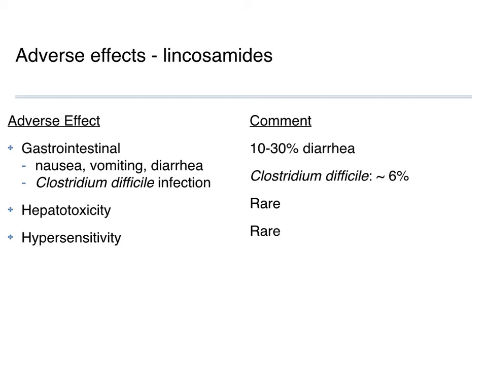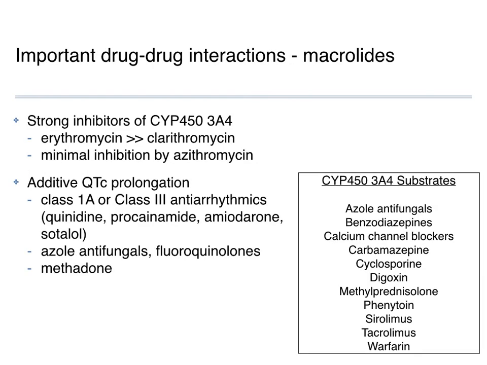So drug interactions. Here we have the first class of drugs that we've talked about that have cytochrome P450 interactions. These drugs are strong inhibitors of CYP3A4, which is one of the more important ones that you don't want to have interactions with. And so when it comes to the level of inhibition of CYP3A4, erythromycin, yet another downside to erythromycin, is the worst when it comes to inhibiting CYP3A4.